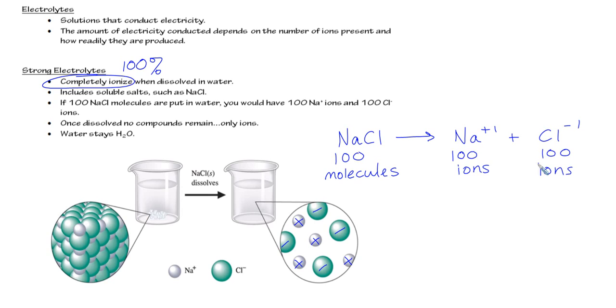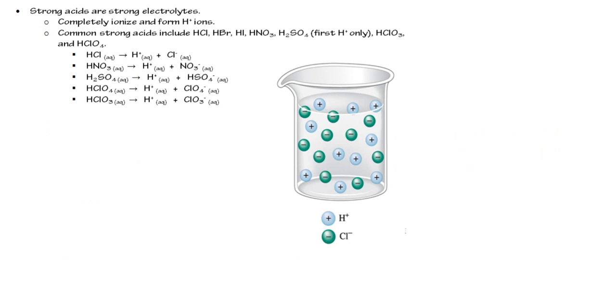Other good examples of strong electrolytes: ionic compounds that dissolve well in water are strong electrolytes. Strong acids, and that's what we mean by saying a strong acid. An acid is a solution that has hydrogen ions present. A strong acid will completely ionize or completely dissociate to form those hydrogen ions. So like HCl, hydrochloric acid, is a strong acid. It's an acid because one of the ions formed is hydrogen, and it's considered strong because it dissociates 100%.